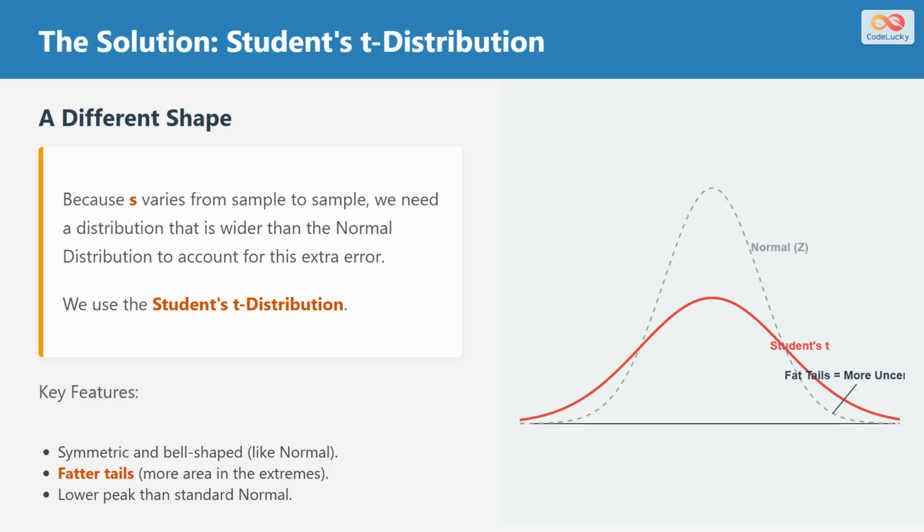To fix this, we use the student's t-distribution instead of the normal distribution. As you can see in the diagram, the t-distribution is similar to the normal curve, but has fatter tails. These fatter tails account for the additional uncertainty caused by using the sample standard deviation, s, as an estimate.